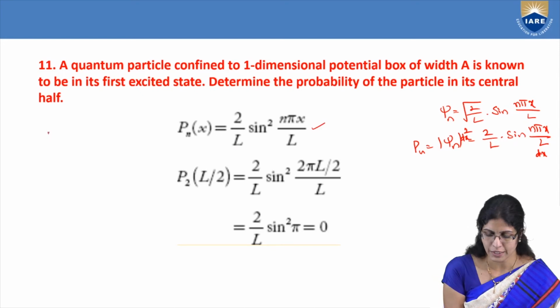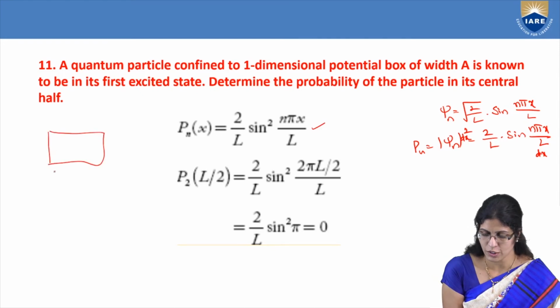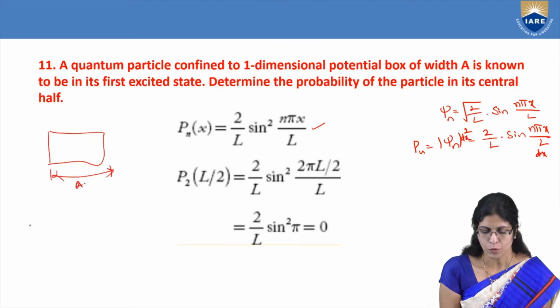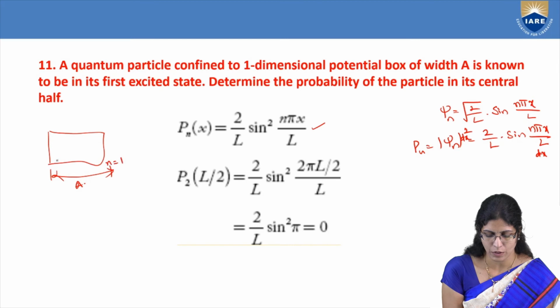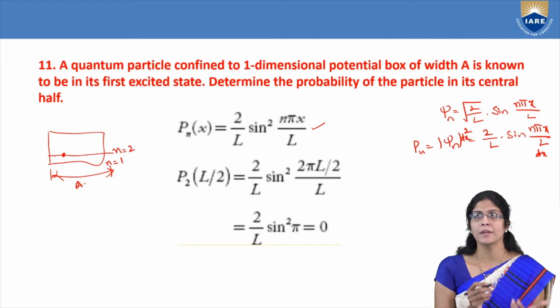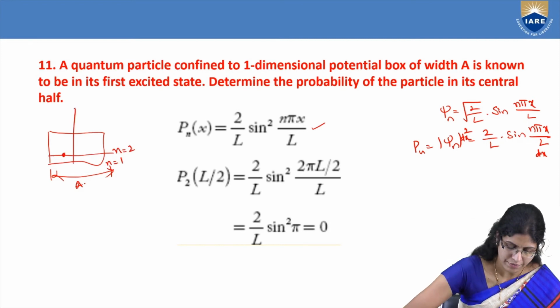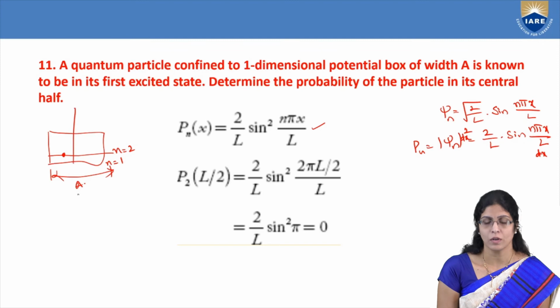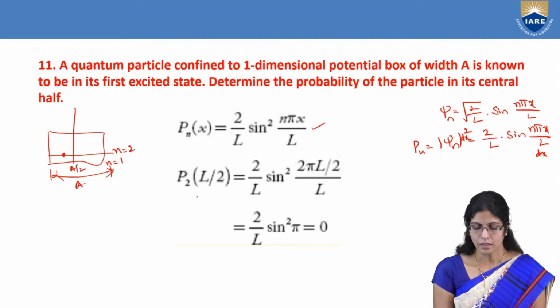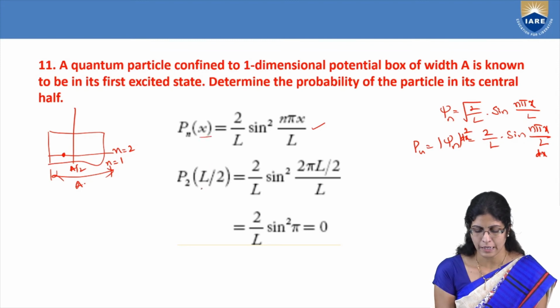There is a potential box, one-dimensional potential box of width A, to be in its first excited state. First excited state means if this is n is equal to 1, then this is n is equal to 2. So the electron is here. Determine the probability of finding the particle in its central half. Central half means it's here. That means A by 2. So here you can substitute it as L by 2.